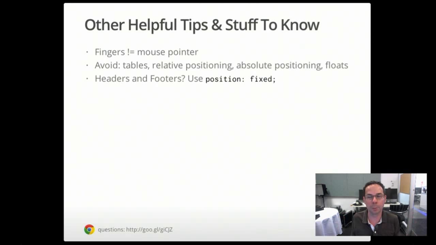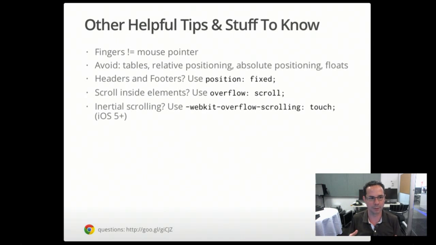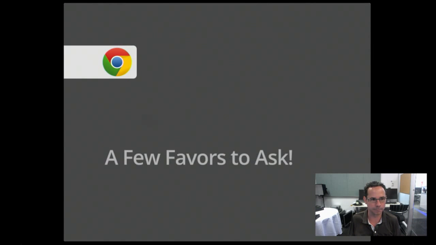For headers and footers, use position fixed so that it goes up at the very top. And if you want to do scrolling inside an element, set the overflow to scroll so that it goes to the right place. And if you want the inertial scrolling, like the stuff that you're used to when you scroll through on a native app, you can add this WebKit overflow scrolling touch. And I believe this also works on Chrome mobile as well, in that it provides a really nice scrolling experience.